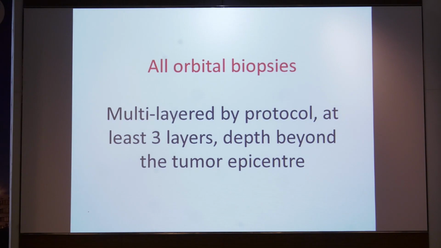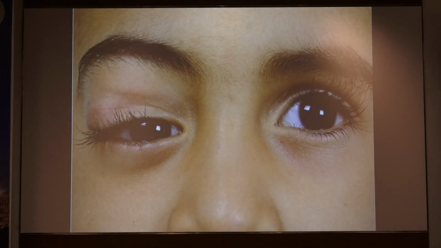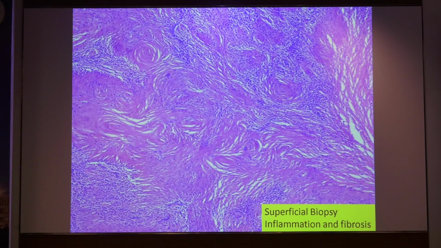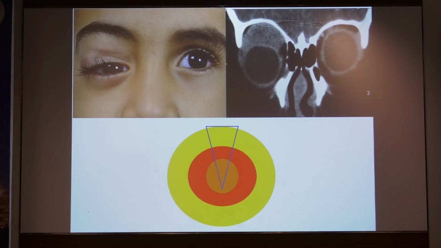So what we do traditionally is that for all orbital biopsies, we do a multi-layered approach. That means that we take a superficial biopsy, a mid-zonal biopsy, and a deep biopsy, which goes beyond the epicenter of the lesion. An example is this young child who has a superior orbital mass. That is what you see. This we thought was a round cell tumor, and we took biopsies from all the layers. The yellow zone is the superficial zone, this is the mid zone, and this is the deep zone, and you can see that it has crossed the epicenter of the lesion, and the epicenter is judged by imaging. This is superficial, mid zonal, and that is deep.